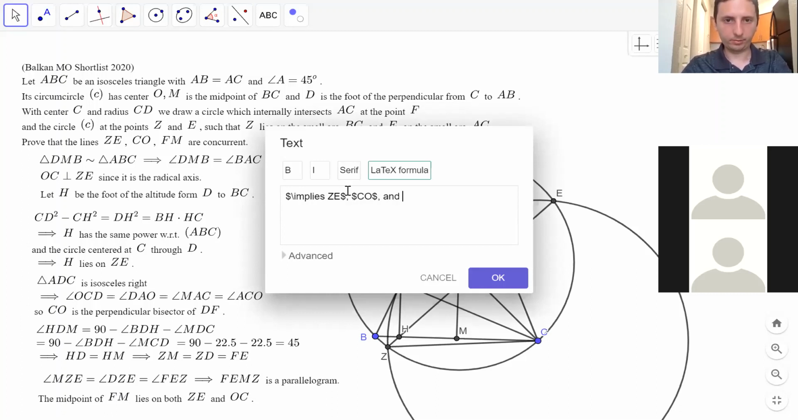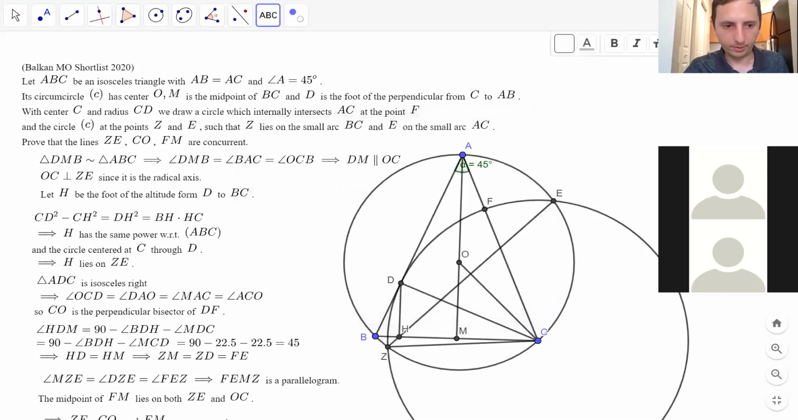All right, time to move on to the next one, but thanks everyone. So yeah, this is the first time in a while I've done a problem that has a specific angle like this. Maybe I'll do some more of them in the future.